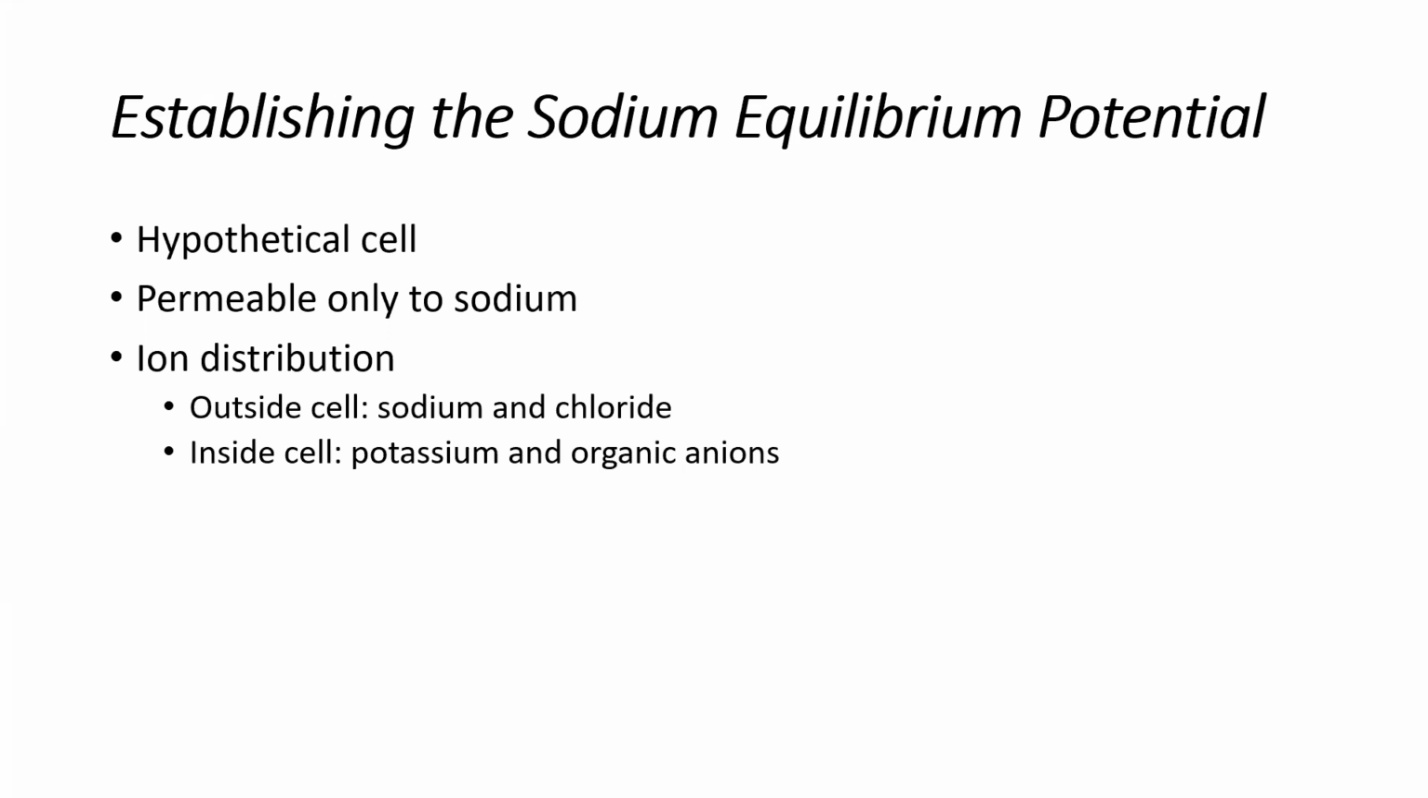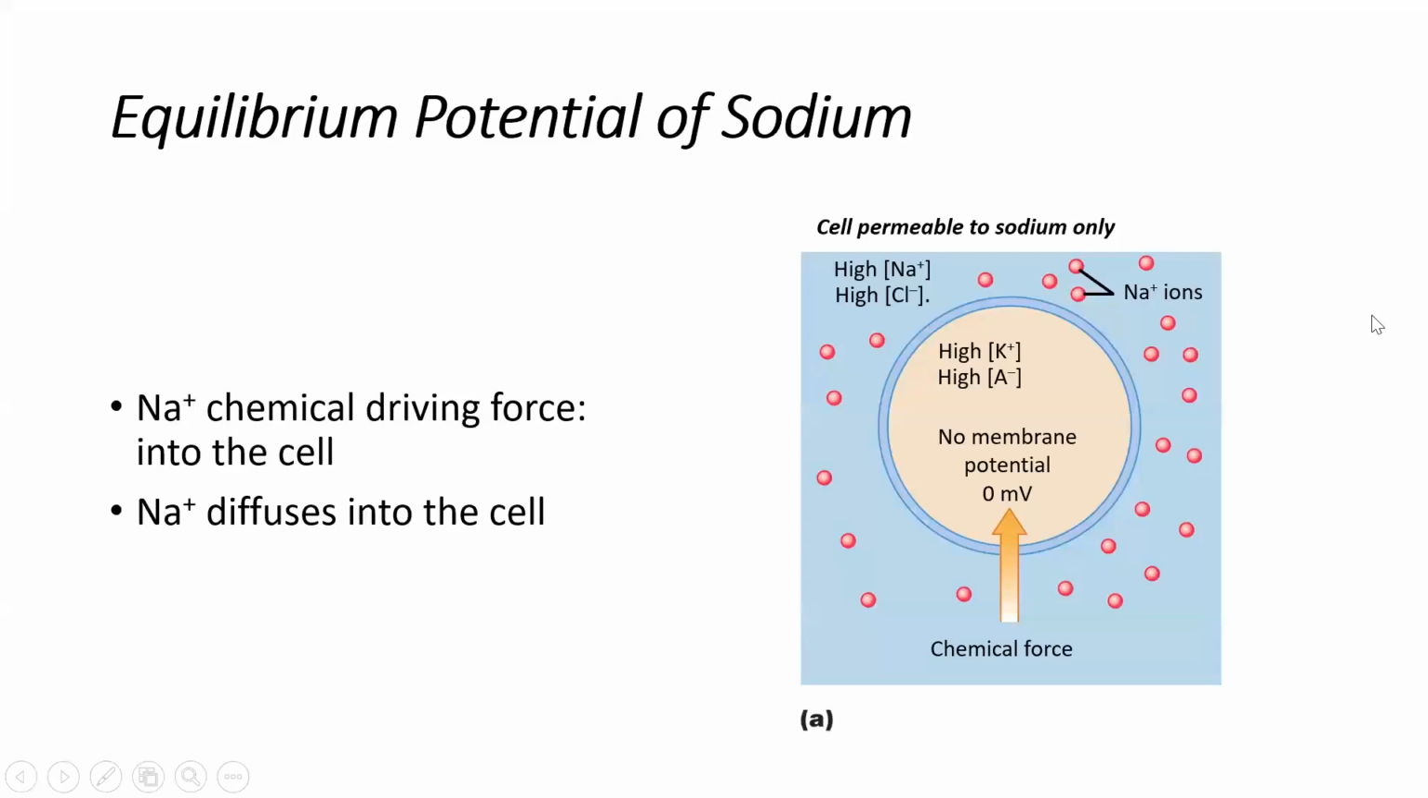And so again, reminding ourselves of the relative ion distribution here. Outside the cell, we've got sodium that's being balanced by the negative charge of chloride. And inside the cell, we talked about potassium being balanced by the organic anions that are inside the cell. So we're starting off again with the concentration gradient, or the chemical driving force, as the first thing we look at in terms of the movement of this ion.